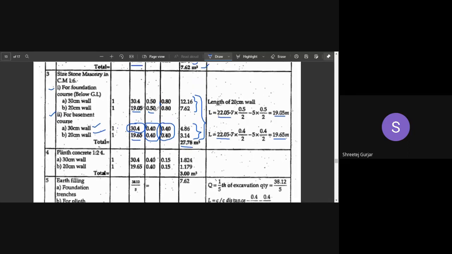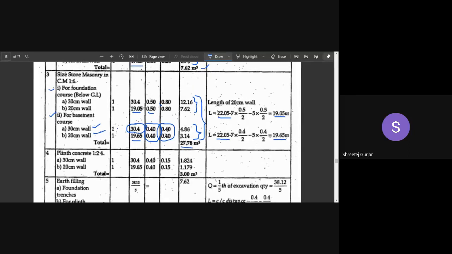So the summation of all of this will give me the total size stone masonry work required in cement mortar 1:6, that is 27.78 meter cube. So this is for the third step, that is the calculation of size stone masonry in cement mortar 1:6.